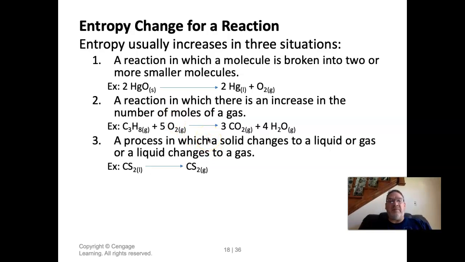Sometimes we don't have to use numbers. We can look at what's happening in a reaction. Are we forming more products? In a decomposition reaction, count up the number of moles of gas. If there's an increase in the moles of gas, or a transition to a gas, that's an increase in disorder, and we see that.